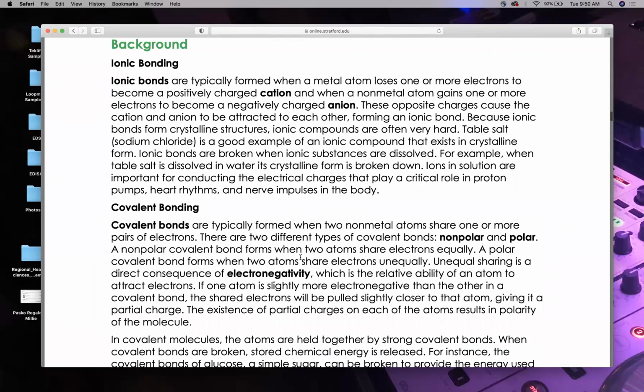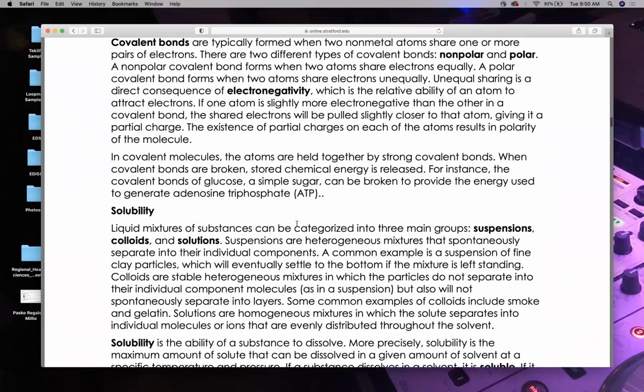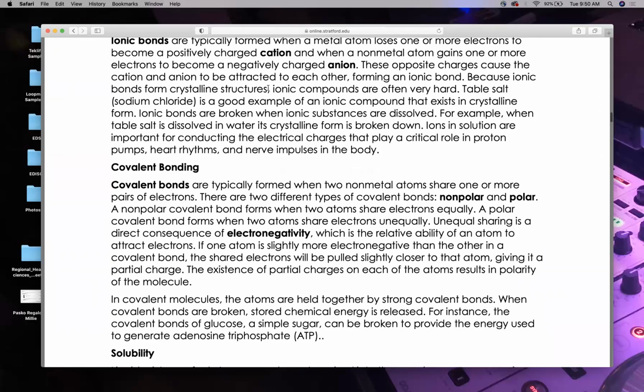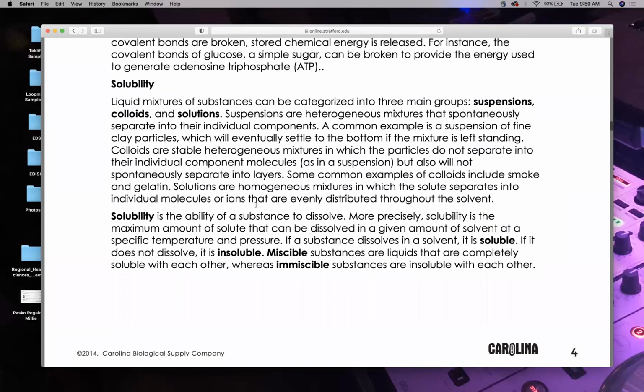Now, here's some lovely notes for ionic bonds and covalent bonds. You could look that up, look through there, but we want to get to this part here. Solubility. We already talked about water being partial positive and partial negative.